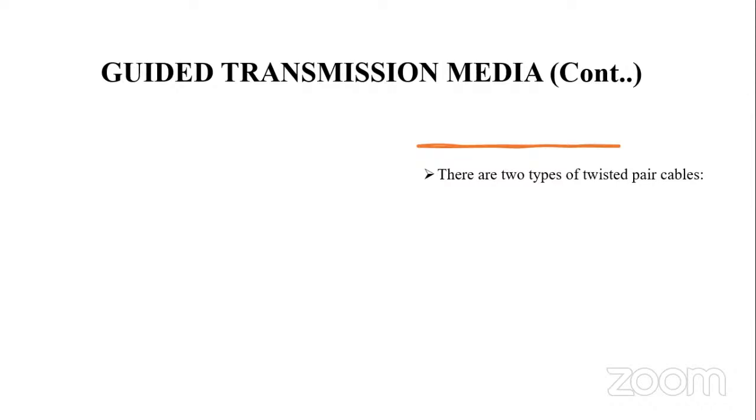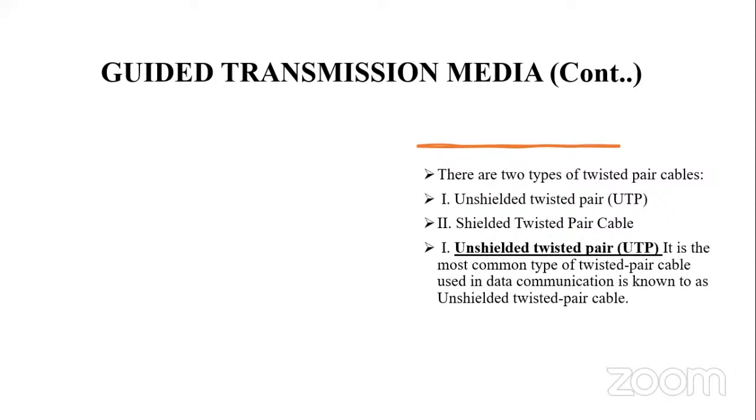The same meaning applies to the shielded twisted pair cable. First, we will see UTP, unshielded twisted pair cable, and STP, shielded twisted pair cable. What do you mean by unshielded twisted pair cable? It is very easy. The upper layer jacket will not be there. We can see the sentence: it is the most common type of twisted pair cable used in data communication, known as unshielded twisted pair cable.